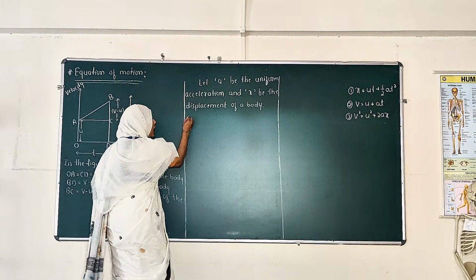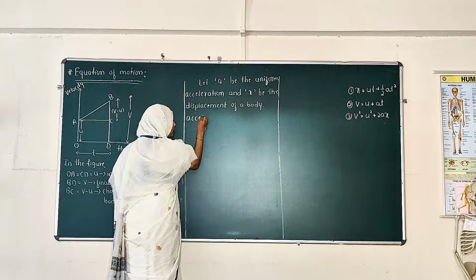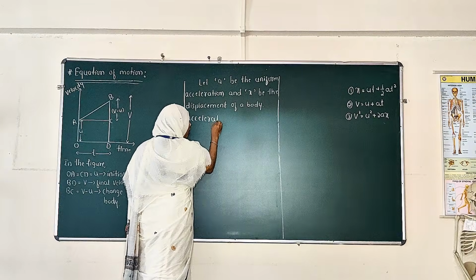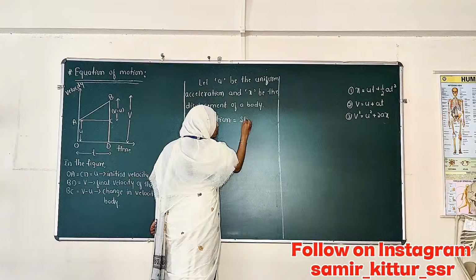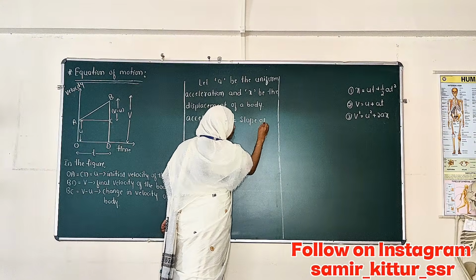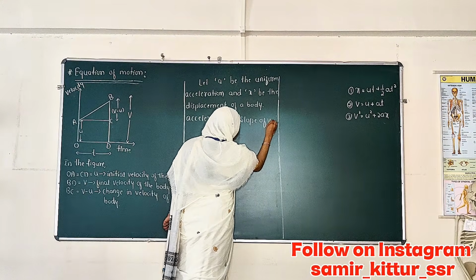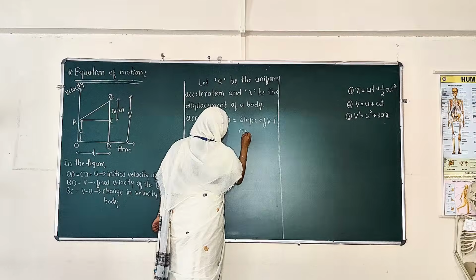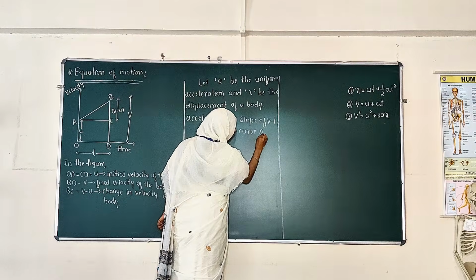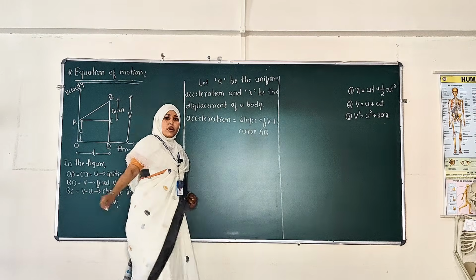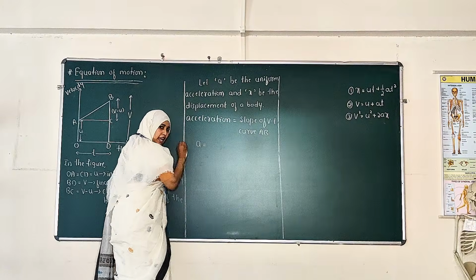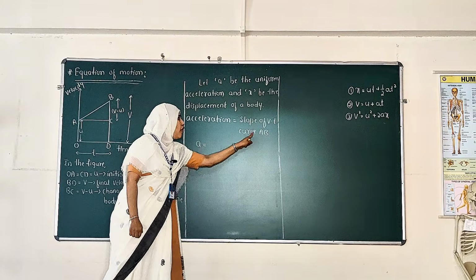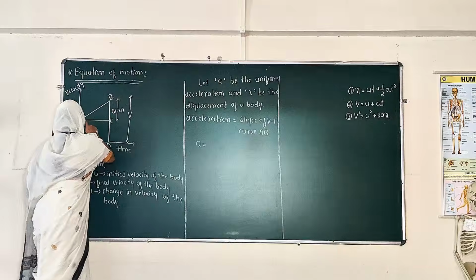Okay. Now take acceleration is equal to slope of VT curve AB. What is the symbol for the acceleration? The symbol for the acceleration is taken as A. A is equal to slope of VT curve AB. This is the curve AB.